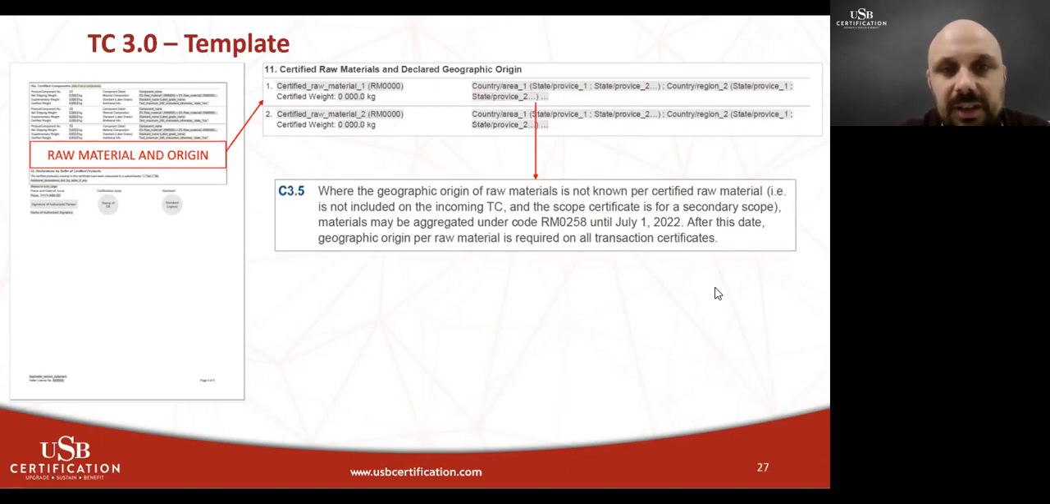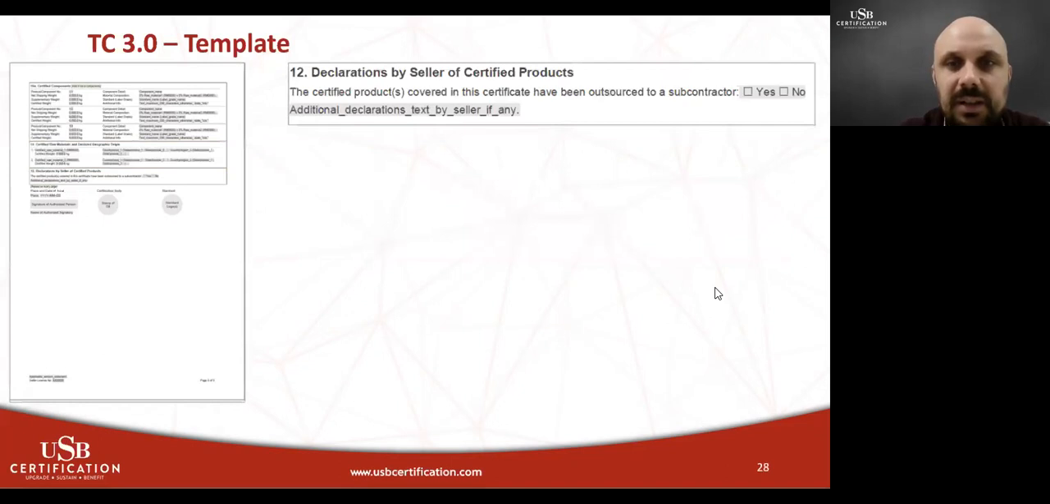Like to remind you again that until July 1st, if there is no original material declared, then it will be aggregated under the code 2058, and there has to be a geographic origin information after July 1st in all transaction certificates, including the secondary scopes. So declarations by seller of certified products, so that's box number 12.